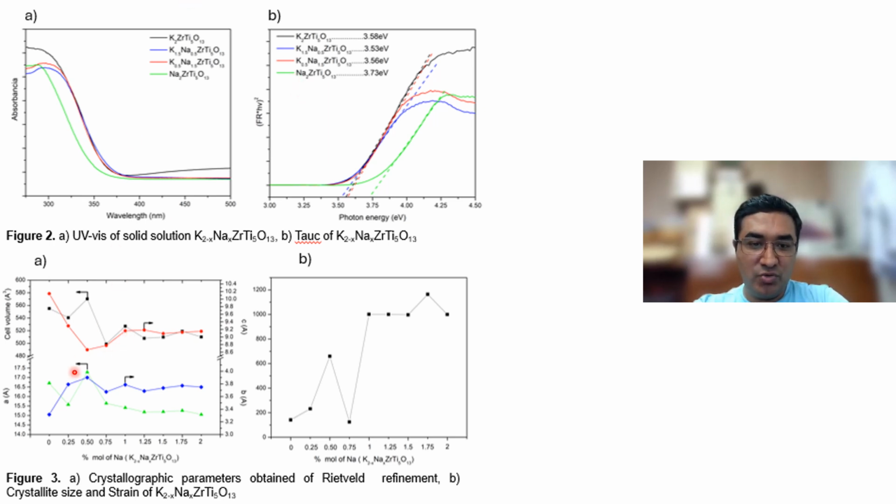Rietveld refinement showed a decrease of the cell volume, axis A and axis C. On the other hand, for the crystallite size, a general tendency of increase in size can be observed as sodium is added.